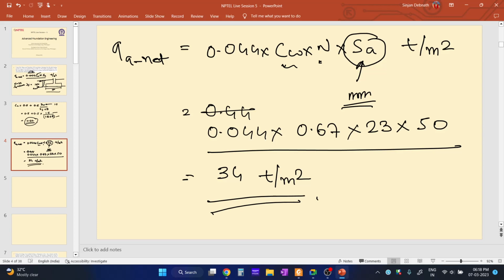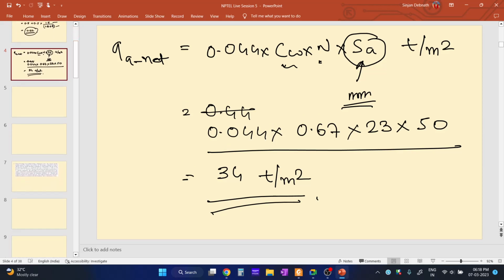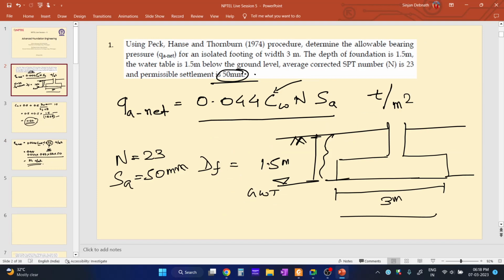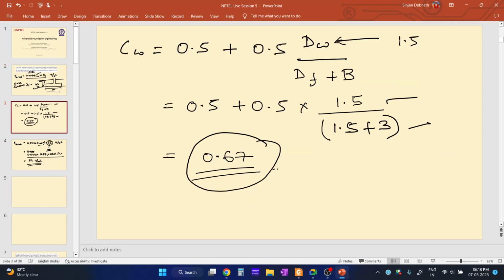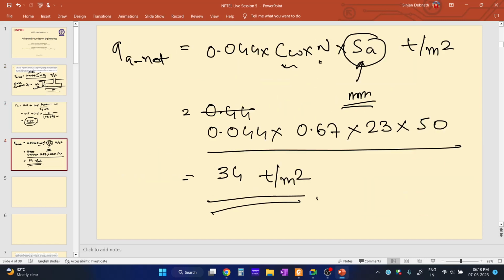If you have any doubt in this question, you may tell me, or else I will proceed to the next question. Have you all understood this question? This is a very simple problem. We just need to use the empirical equation, and there is also another empirical equation to calculate the water table correction. We need to incorporate all those things in order to find out the qa net. So I hope you have all understood this problem. Now let me proceed to the next question.